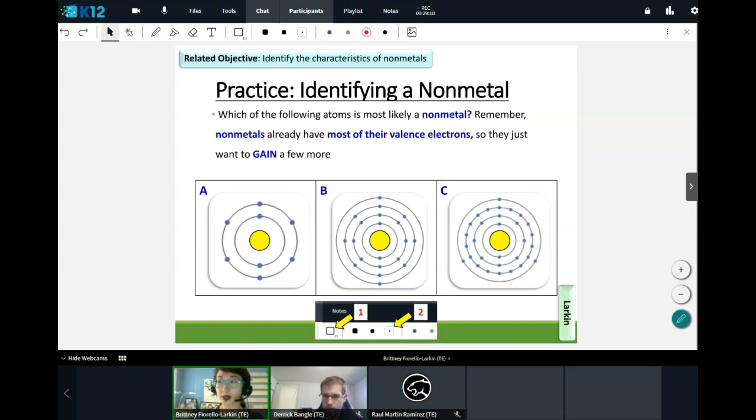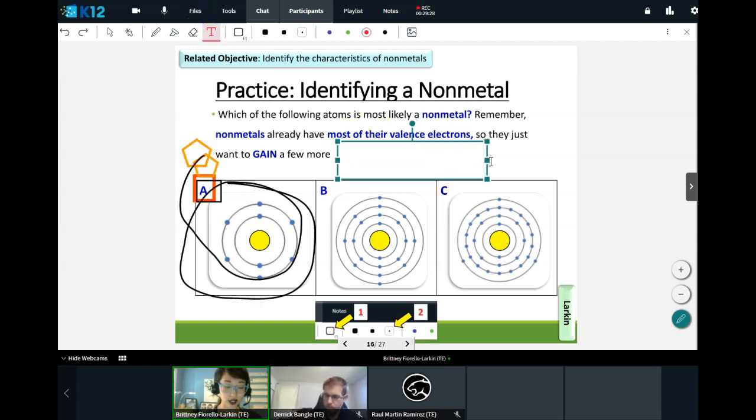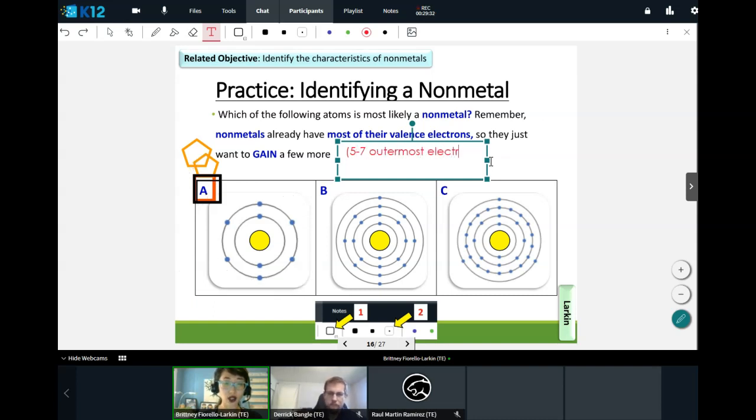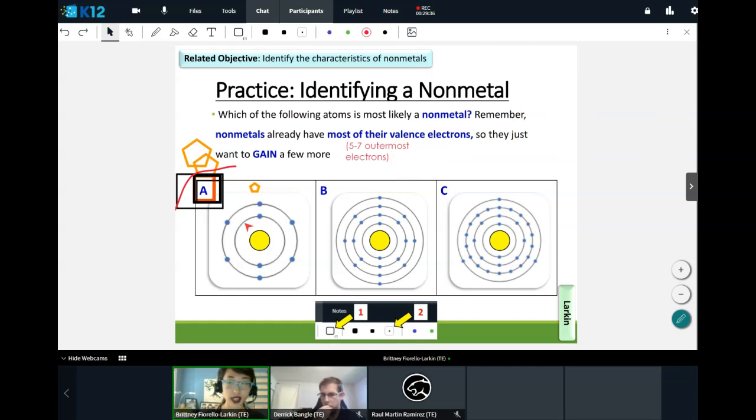Excellent. Let's go ahead and actually begin to apply this here. So we did this yesterday with metals. We should be pretty confident in how to do this with non-metals today. So we're going to do a practice problem together, and then you need to do the next one on your own. So make sure you really understand this. Which of the following atoms is most likely a non-metal? Remember, non-metals already have most of their valence electrons. That means 5 to 7 outermost electrons. So find the atom down here that has 5 to 7 outermost electrons.